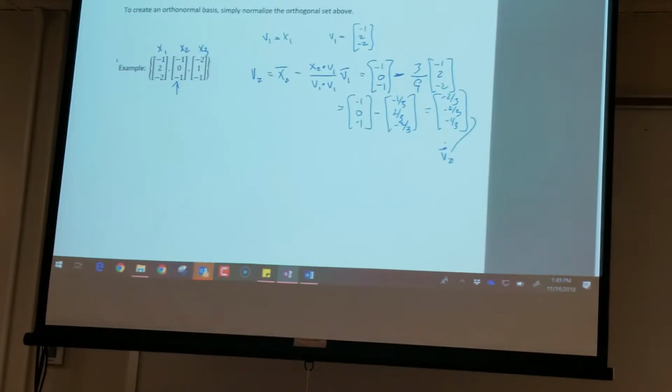Okay. So I got v1 and v2. Now to find v3, I would just use this formula. So v3 is going to be equal to x3 minus x3 dotted with v1 over v1 dotted with v1 times v1, minus x3 dotted with v2 over v2 dotted with v2 times v2.